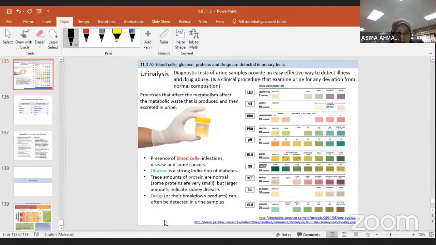Alright, and then drugs. Drugs or their breakdown products can often be detected in urine samples, right? Because drugs are small enough, so they can pass through the ultrafiltration process and then can be detected in the urine sample.